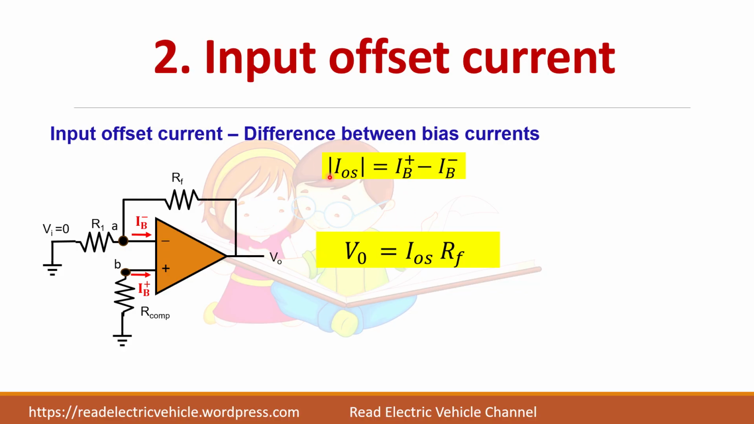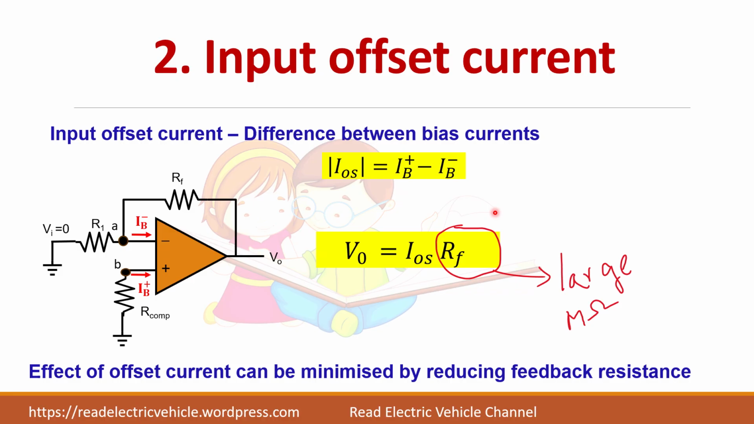Now due to this offset current, there will be a voltage drop. So V0 is equal to IOS, that is the offset current, into feedback resistance RF. Now, we have seen that RF is a large value, it will be in mega ohm. But if I reduce this RF, I can reduce the output voltage due to offset current. So the effect of this offset current can be minimized by reducing the feedback resistance.